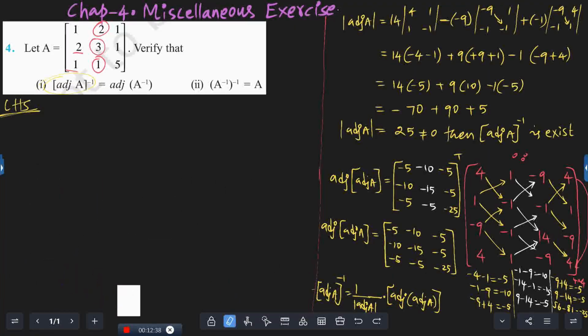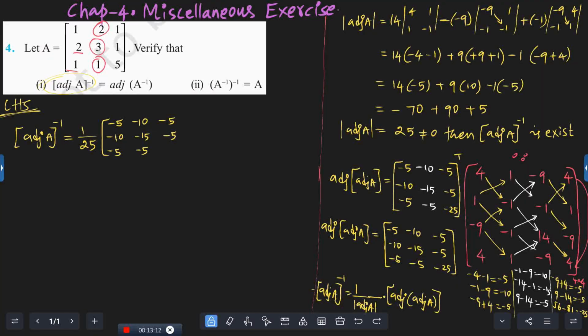Right. Now we can substitute in it. Adjoint A whole inverse is equal to 1 by determinant of adjoint of A, which is 25. So 1 divided by 25 into adjoint of A, which we have taken here: minus 5, minus 10, minus 5 again, minus 10, minus 15, minus 5, and last row minus 5, minus 5, minus 25. So this is my answer.